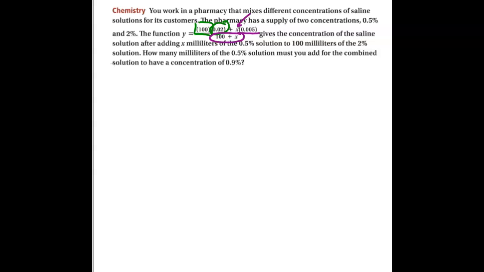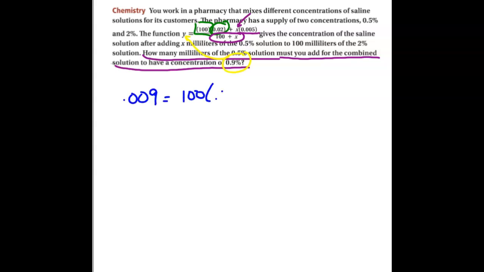Now it says, how many milliliters of the 0.5% solution must we add for the combined solution to have a concentration of 0.9%? Okay, so that 0.9% is going to be my final y value. All right, now again, we have to convert to decimals. So 0.9% would be 0.009. The rest of my formula looks like this.